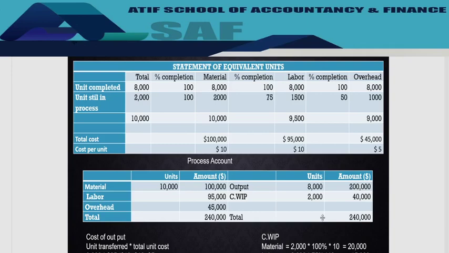So these are the basic calculations for a process account: how to calculate cost per unit and how to assign the value of output on the basis of cost per unit. For A-level students, all your past paper MCQs can be solved with the help of these basic concepts.